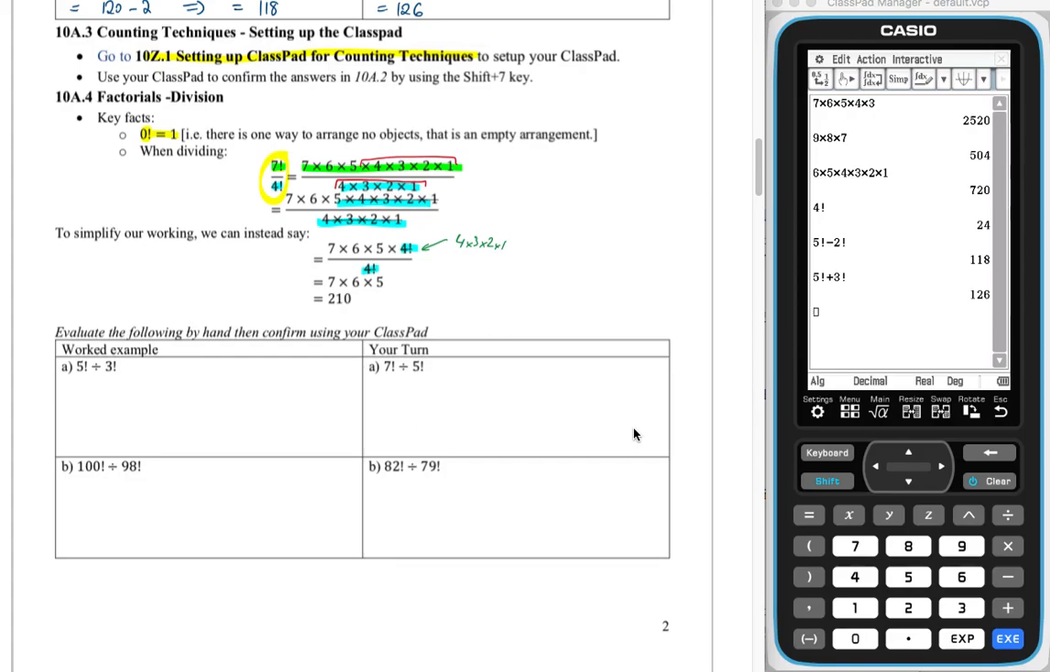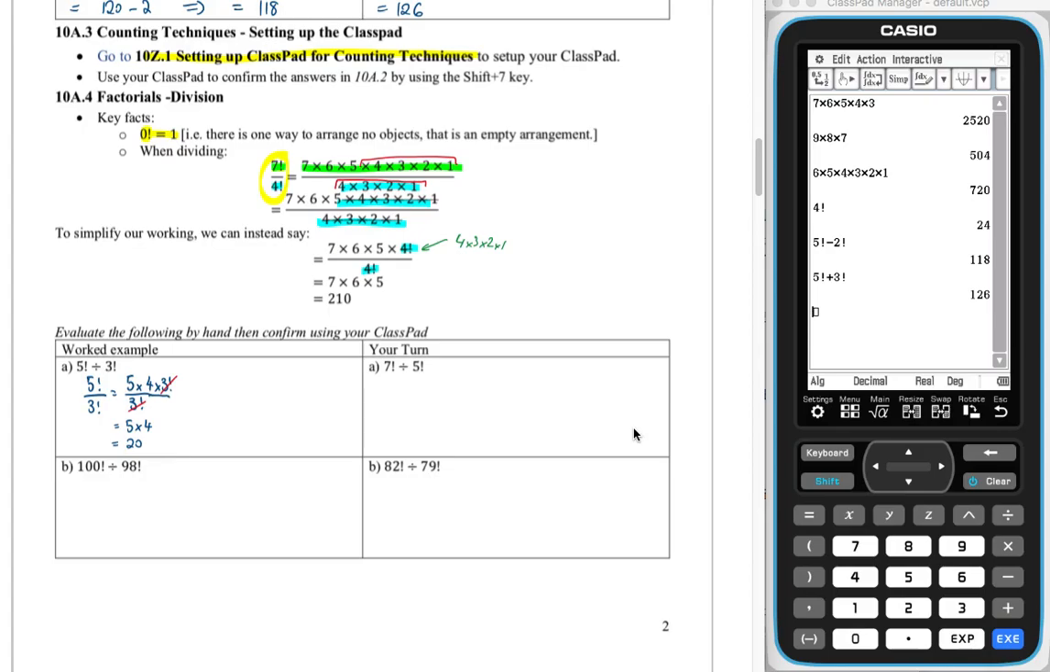With that in mind, we're going to tackle these worked examples. So we have 5 factorial divided by 3 factorial. To tackle that, I write it out, 5 factorial, and on the bottom I've got 3 factorial. So I count down from 5 until I reach 3 factorial. 5 times 4 times 3 factorial. At this point, I know I can eliminate the 3 factorials, and I'm now left with 5 times 4. This will now become 20.